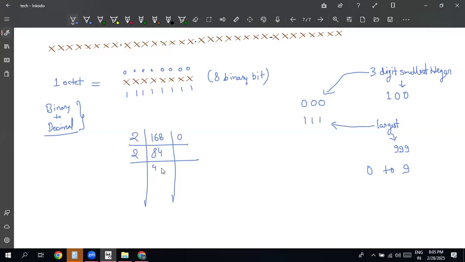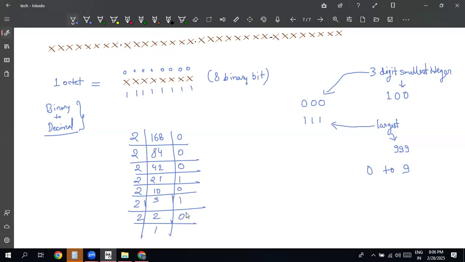2 4s are 8, 2 2s are 4, remainder 0. Again by 2. 2 2s are 4, 2 1s are 2. Carry 0. If I again divide it by 2, I simply know that 2 10s are 20. Remainder 1. Again by 2, 2 5s are 10. Remainder 0. Again I'll divide by 2. 2 2s are 4. Remainder 1. And the last division again would be done by 2, and 2 1s are 2.